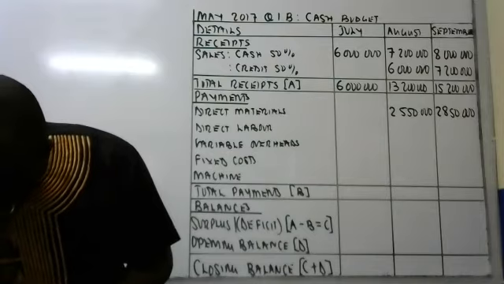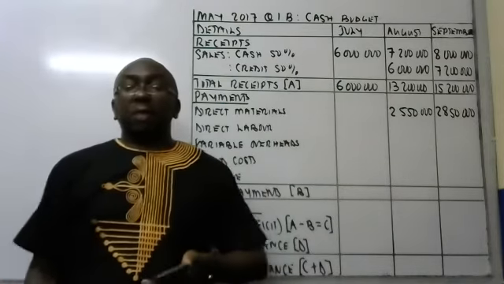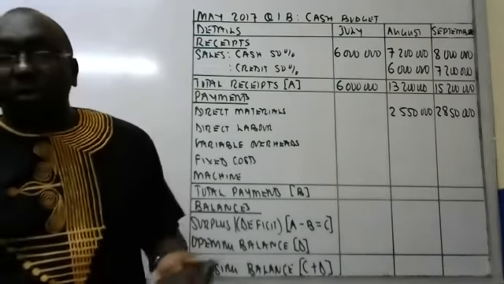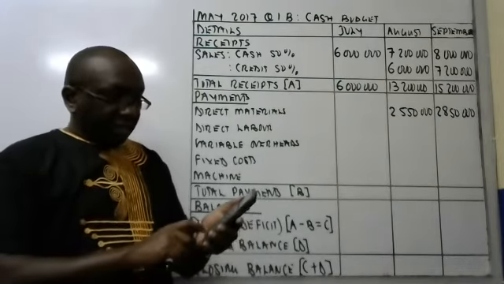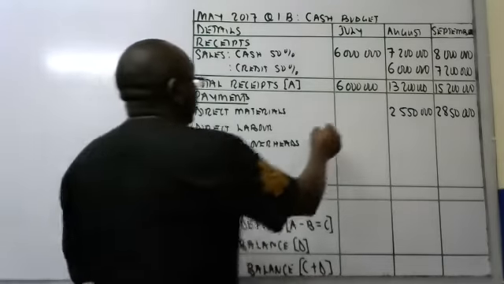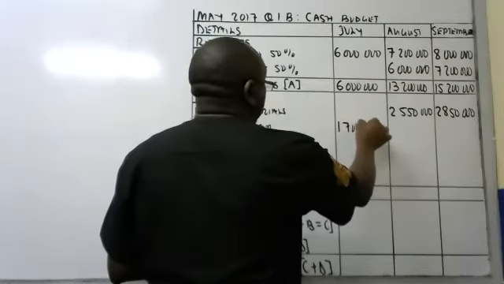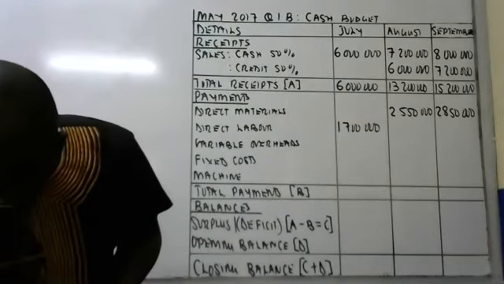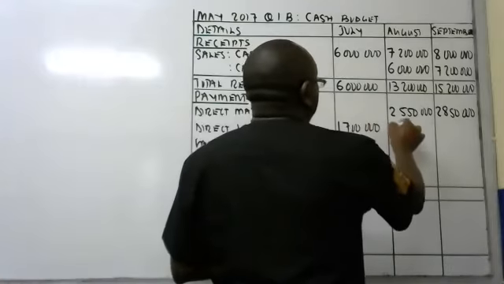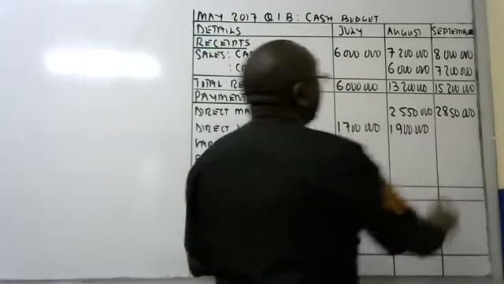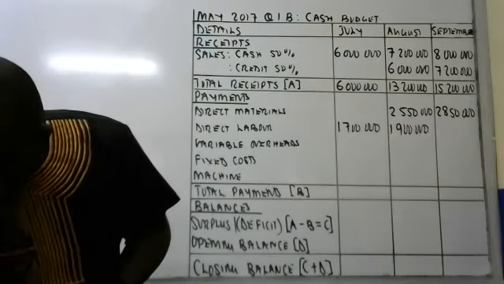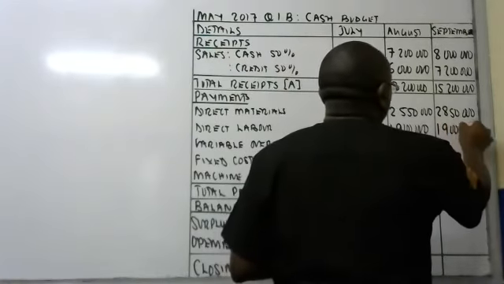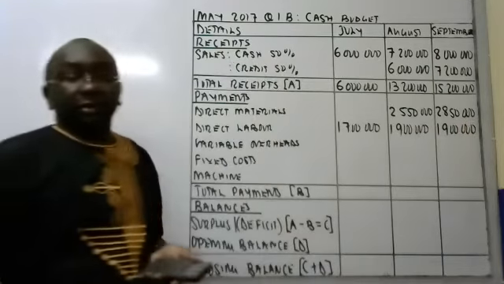Direct labor, according to information 5, we are told that it is paid as it occurs. So you take the units produced, 1,700 times 1,000, and that is 1,700,000 here. 1,700,000 there. In August, it is 1,900,000. And in September, it is the same thing, 1,900,000.